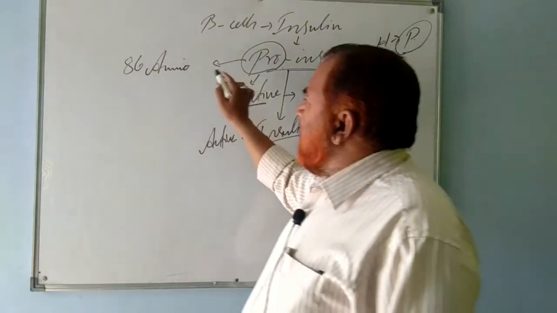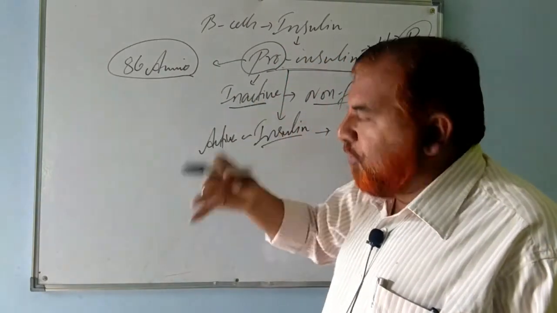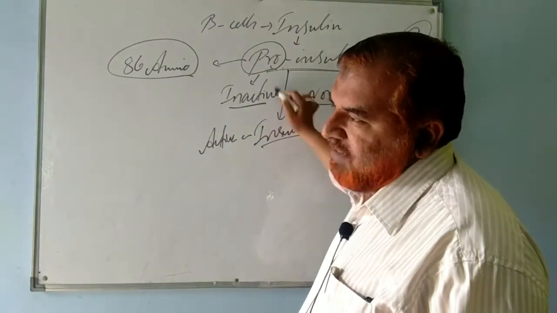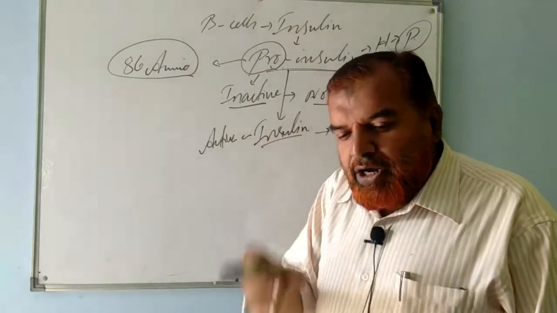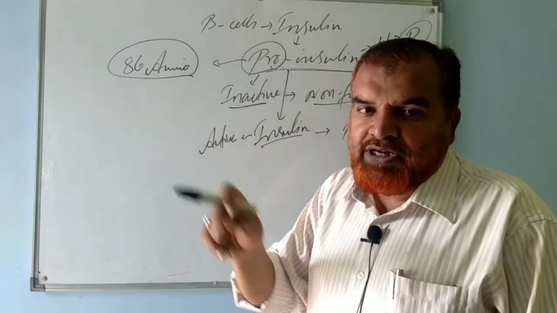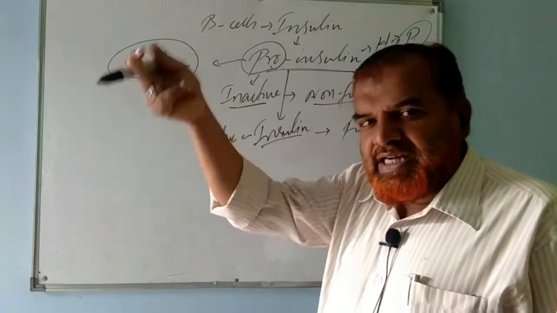Whenever beta cells secrete insulin, it is produced in the form of pro-insulin, which is inactive and non-functional because it has 86 amino acids. We have to understand the structure of insulin before we understand the production of human insulin by biotechnology or genetic engineering. This is the base to understand. This is the next topic.